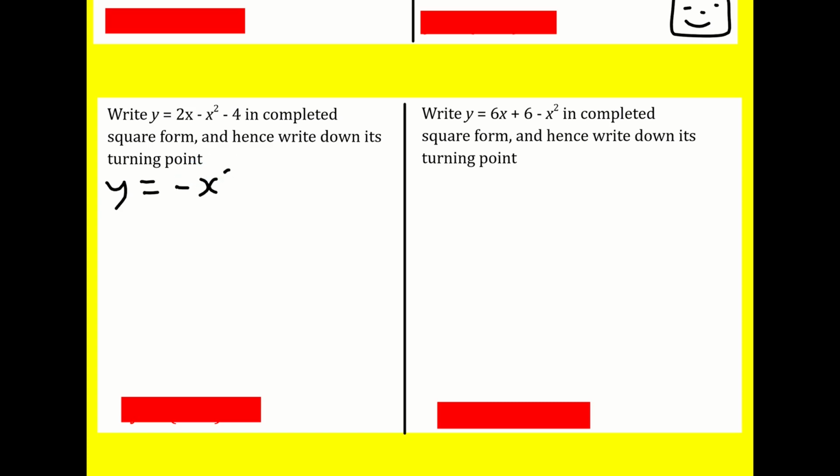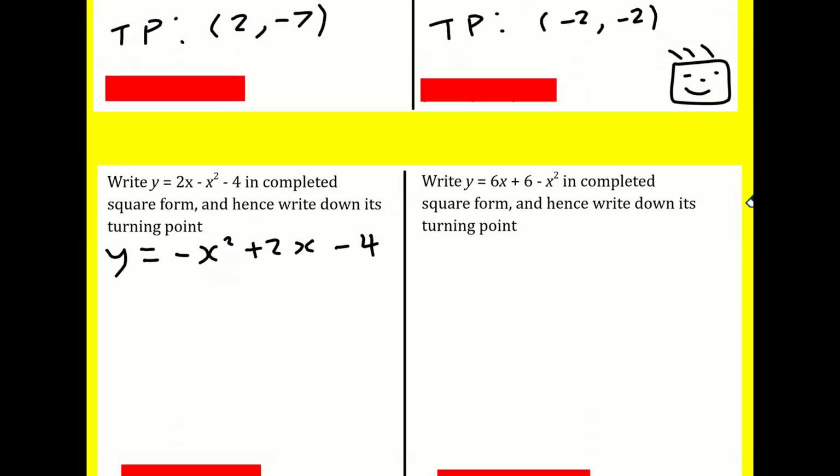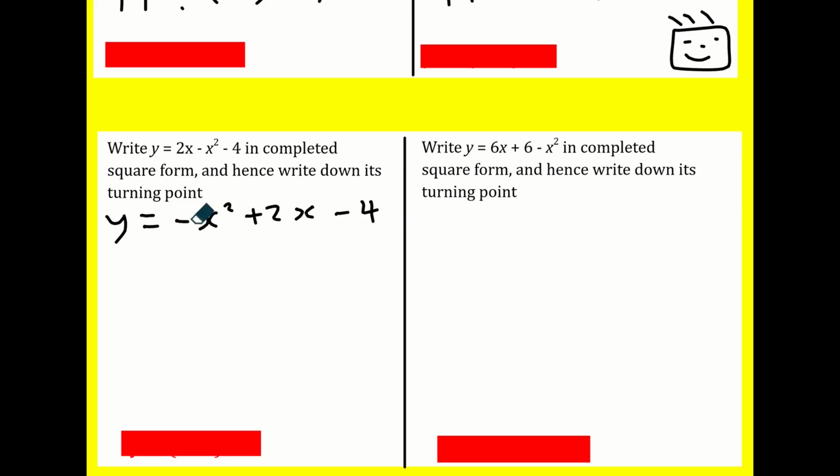First of all, put it in the form we always have for quadratics: minus x squared plus 2x minus 4. Now this time I don't have a number like 2 in front of it, but I do have a number in front of it, and that number is minus 1. It's still a slightly different case from last lesson.